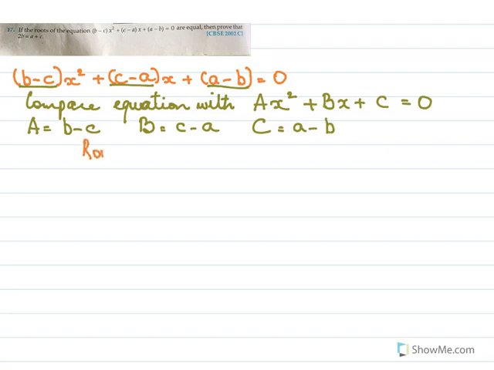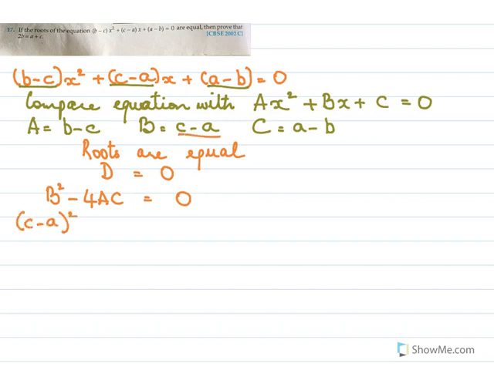Here now the roots are equal. If the roots are equal, we know that D is equal to 0, which means B² minus 4AC equals 0. Now let's put in the values. The B we know is (c minus a) the whole square. Here is the B. Minus 4AC. This is A and this is C. So (b minus c)(a minus b) equals 0.